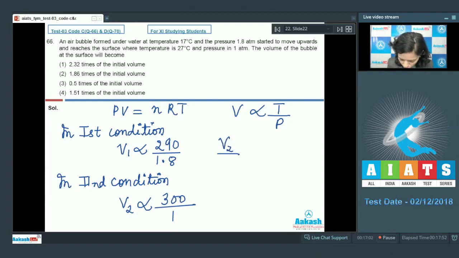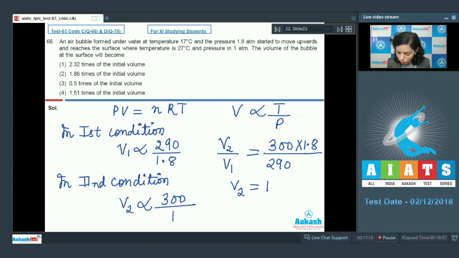Now let's divide V2 by V1, that would be equal to 300 divided by 290 into 1.8. So the value of V2 is equal to 1.86 into V1. With the help of this, you can easily identify that the volume of the bubble at the surface will become 1.86 times the initial volume that we have considered here as V1. And that's why the answer is option 2.